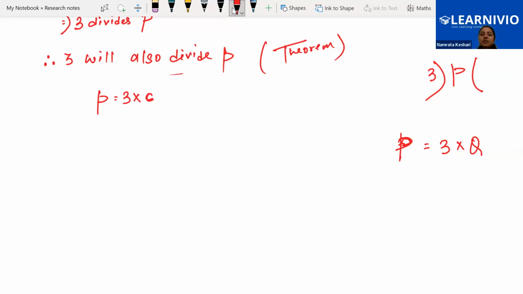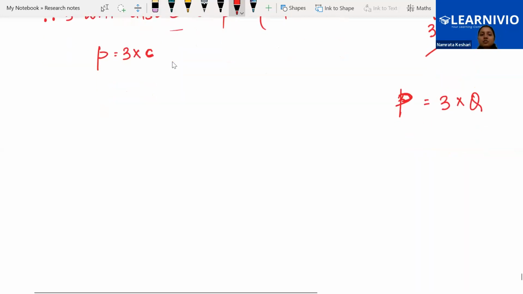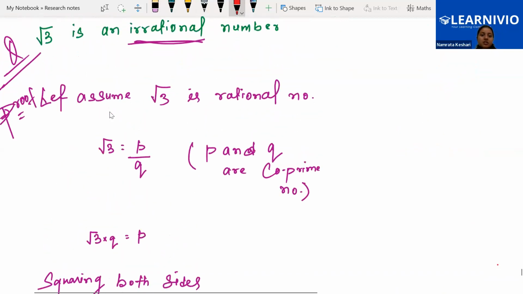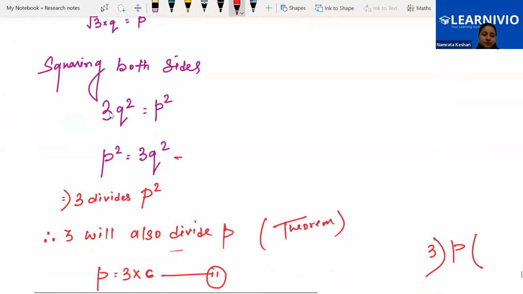Is it clear to everyone? Just focus on the last 2 lines, the last 2 steps, where I have written therefore 3 will also divide P from the theorem, and then we can write P is equal to 3C. Clear? Now this P is equal to 3C, we can say it's equation number 2, and previously whatever we were having, we will write as equation number 1.